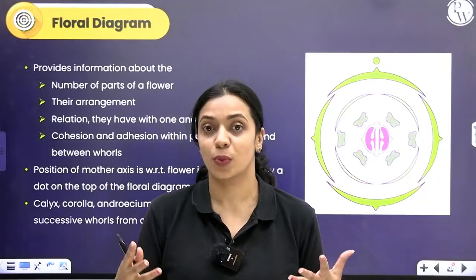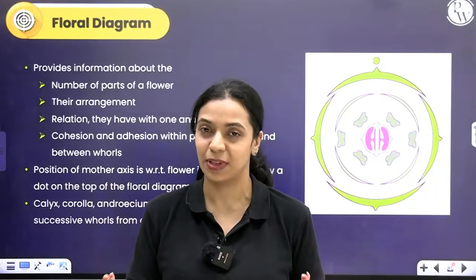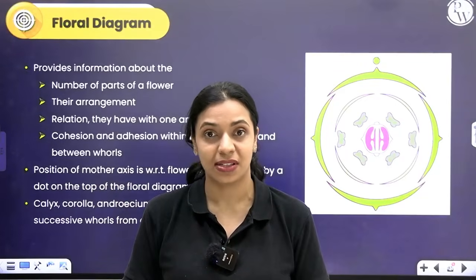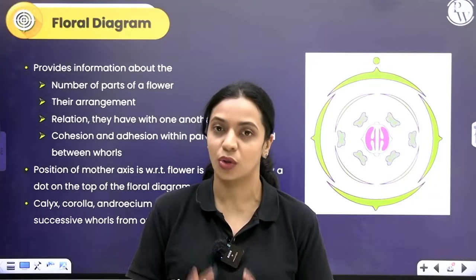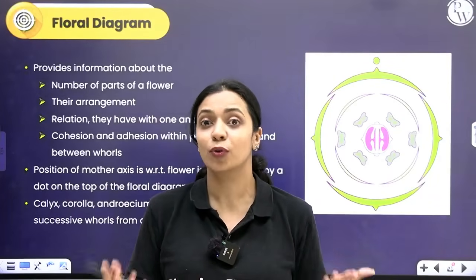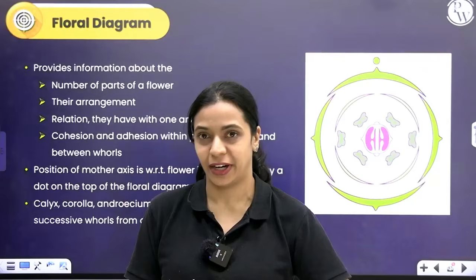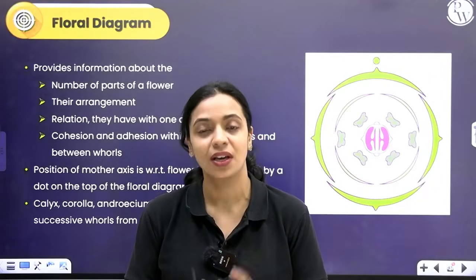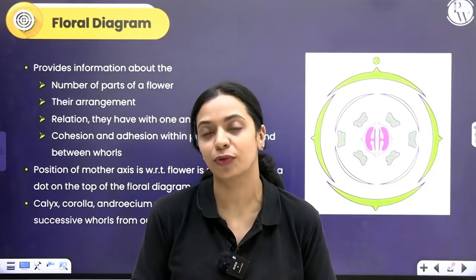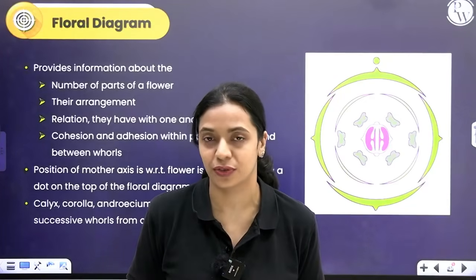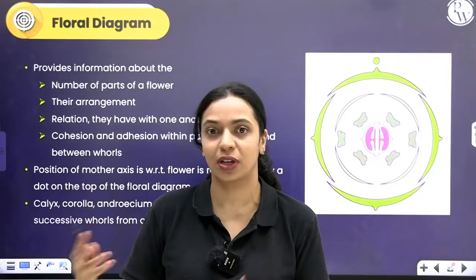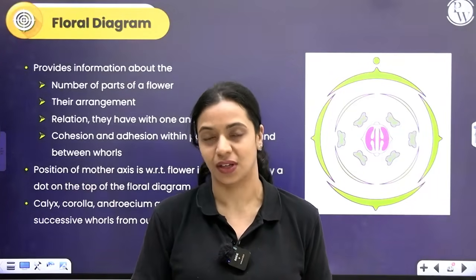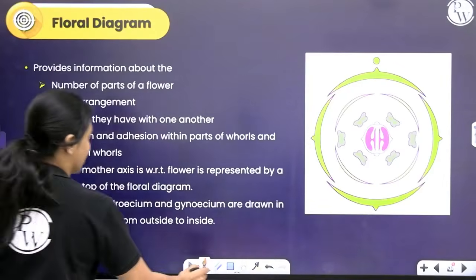How are these whorls present? In the calyx, how many sepals are there? In the corolla, how many petals are there? In the androecium, how many stamens are there? Are they arranged in one whorl or two whorls? Is there any fusion between the stamen and the petals? How are the ovules arranged in the ovary? What is the kind of placentation? All of this you can make out from just the floral diagram. So it gives us information about a lot of things. Just like the formula gives us information about a couple of things related to the flower, the floral diagram also gives us some information. What information can we gather by looking at the floral diagram?